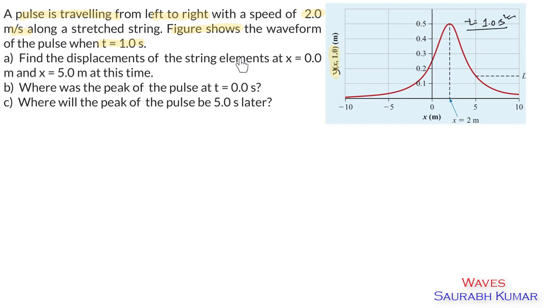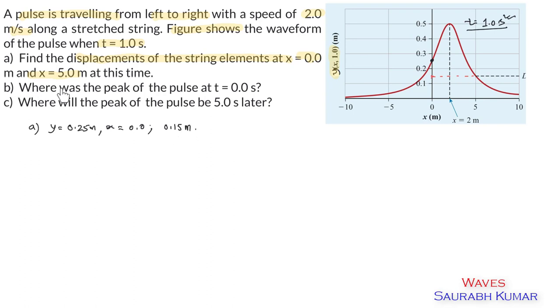First part, find displacements of string element at x equal to 0 meter and x equal to 5 meter at this time. So from this graph itself, first let us consider how much is displacement of string at x equal to 0. At x equal to 0, displacement is this much, which is approximately 0.25 meters. So y is equal to 0.25 meter for x equal to 0.0, and at x equal to 5 meter, this is the value. It is almost midpoint of 0.1 to 0.2, so we can say it is 0.15. So answer for second part of part A is 0.15 meter.